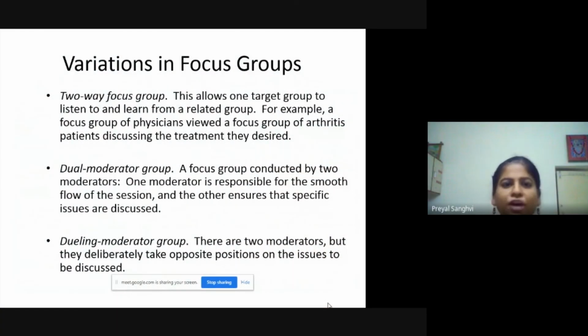If we talk about the two-way focus group, from the name itself we can understand the meaning. Here basically two groups are there. One group is observing the behavior of the other, and after that they are discussing among themselves. So if we talk about an example of the two-way focus group, there is one group of patients and one group of doctors.